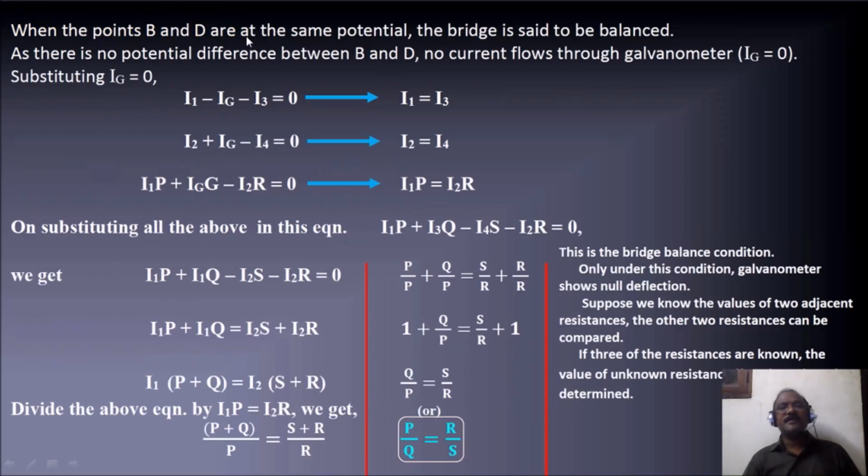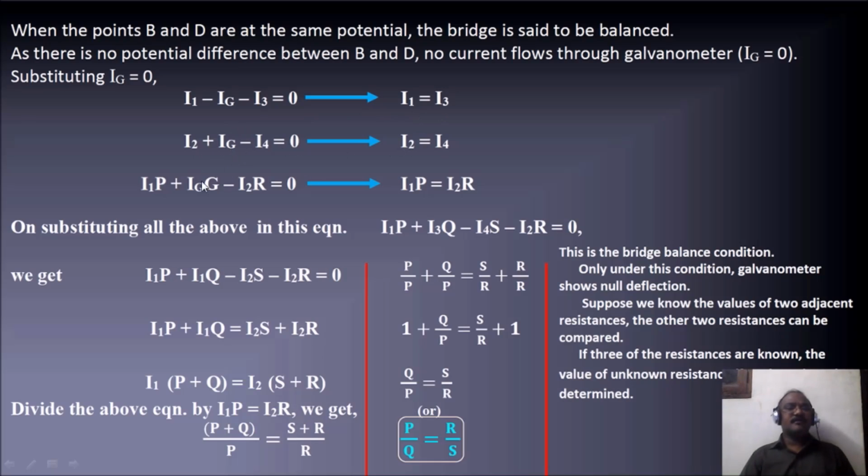When the points B and D are at the same potential, the bridge is said to be balanced. That is, in the PQRS, usually we take S as a variable resistor. By adjusting this resistor, we have to bring 0 in the galvanometer. Both arms of the circuit are balanced. In that case, we can write the current I1 minus Ig minus I3 equal to 0. We can take Ig as 0, so I1 becomes I3. In the second equation, again we apply Ig equal to 0. We take I2 equal to I4.